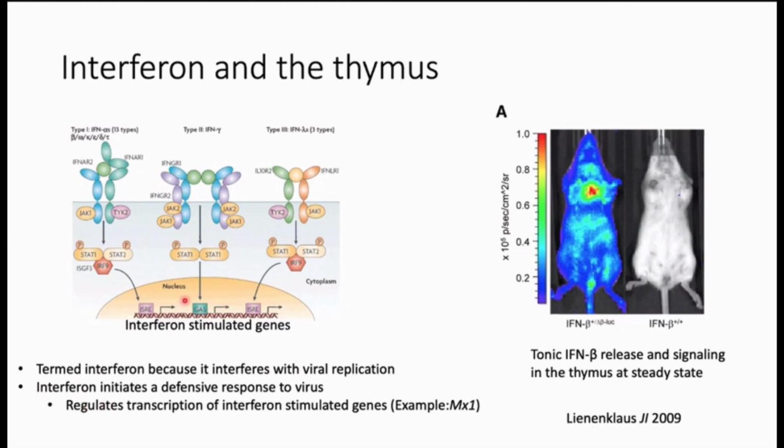The way it does this is by regulating transcription of interferon-stimulated genes, which will then protect the cell. An example of this is MX1. This is a gene that's important for this interferon process.